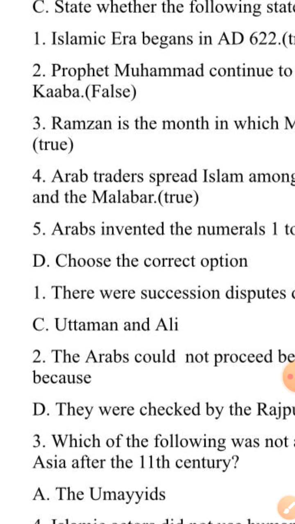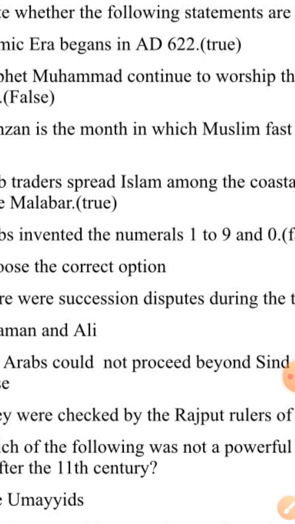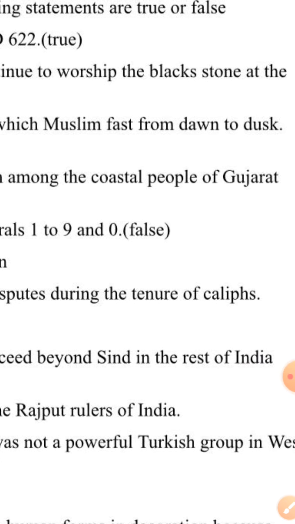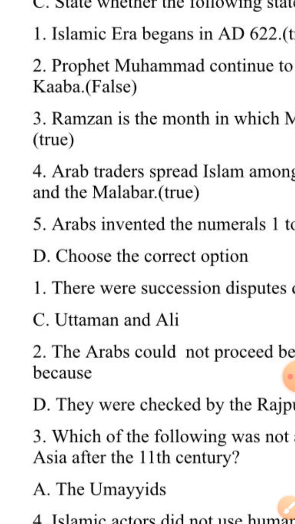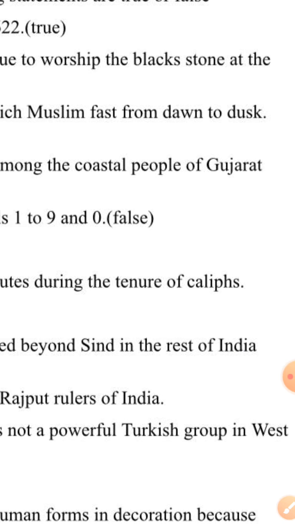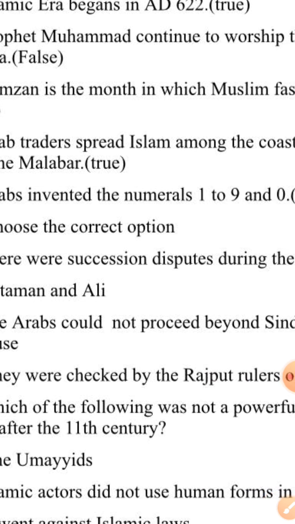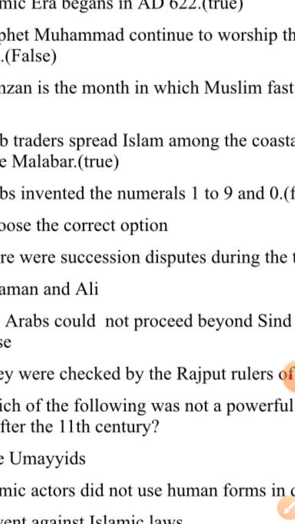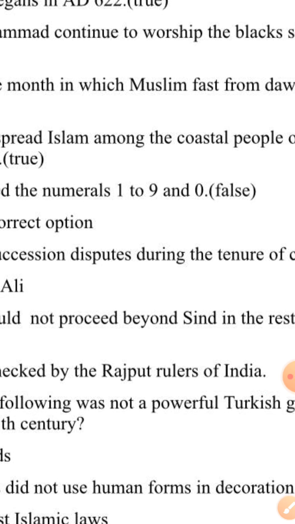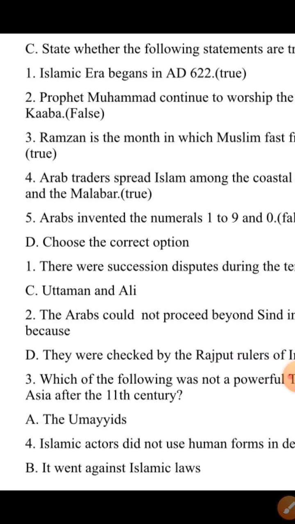The third one is Ramzan is the month in which Muslims fast from dawn to dusk. Yes, it is true. Fourth one is Arab traders spread Islam among the coastal people of Gujarat and Malabar. Yes, it is true. The Arabs invented the numerals 1 to 9 and 0. No, they borrowed from India. It is false. Now come to choose the correct answer.